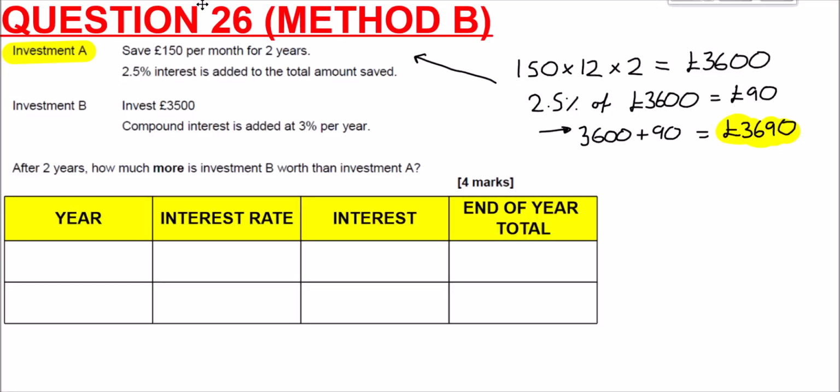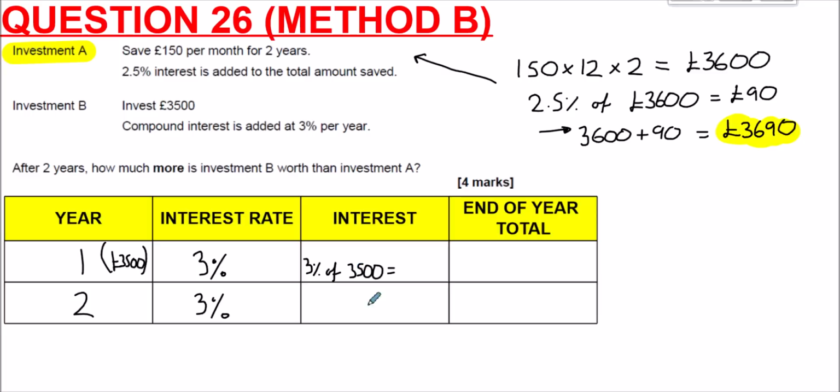And so we're talking about 2 years. So it says after 2 years, so year 1, year 2. So the interest rate is not going to change, it's going to be 3% per year. So for year 1, the interest will be 3% of 3,500. Because that's what we start with. So at year 1, we start with 3,500.